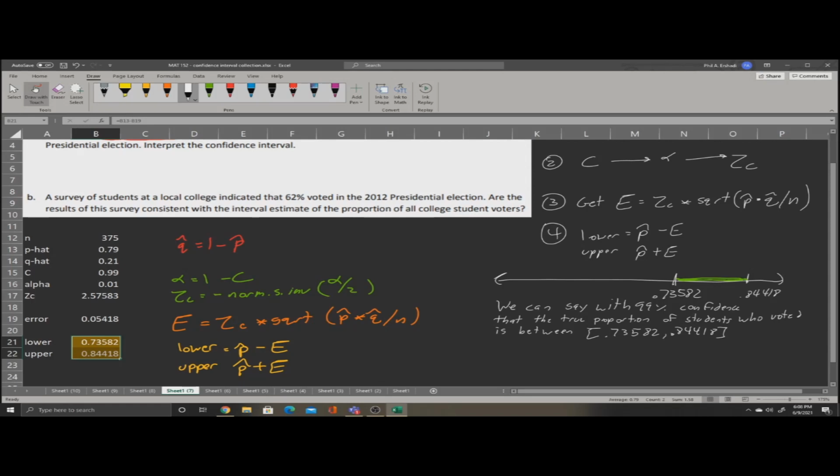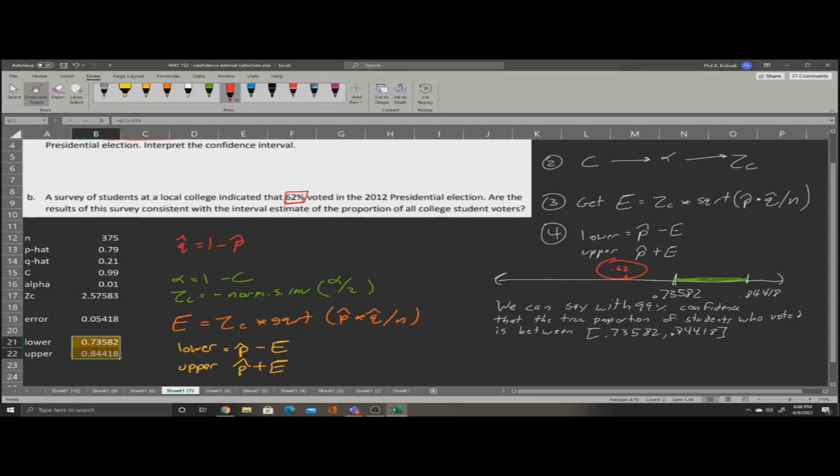Now, question B says, a survey of students at a local college indicated that 62% voted in the 2012 presidential election. Are the results of the survey consistent with the interval estimate? Let's place that 62% on the picture. Now, our confidence interval is from roughly 0.736 to 0.844, but 62% is definitely less than 0.736. 0.62 would fall somewhere here on the number line.